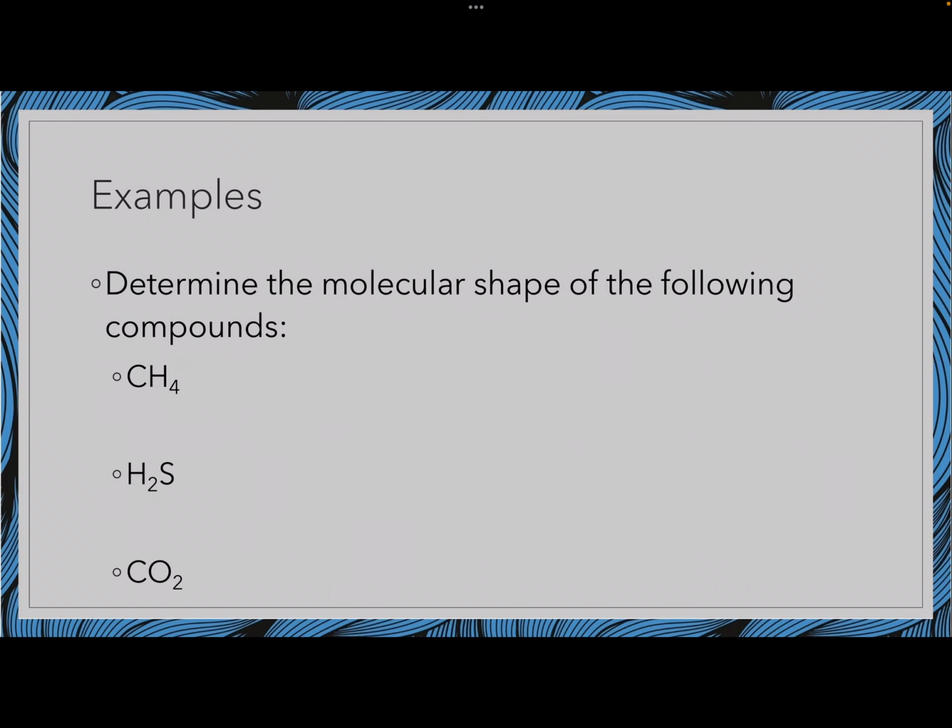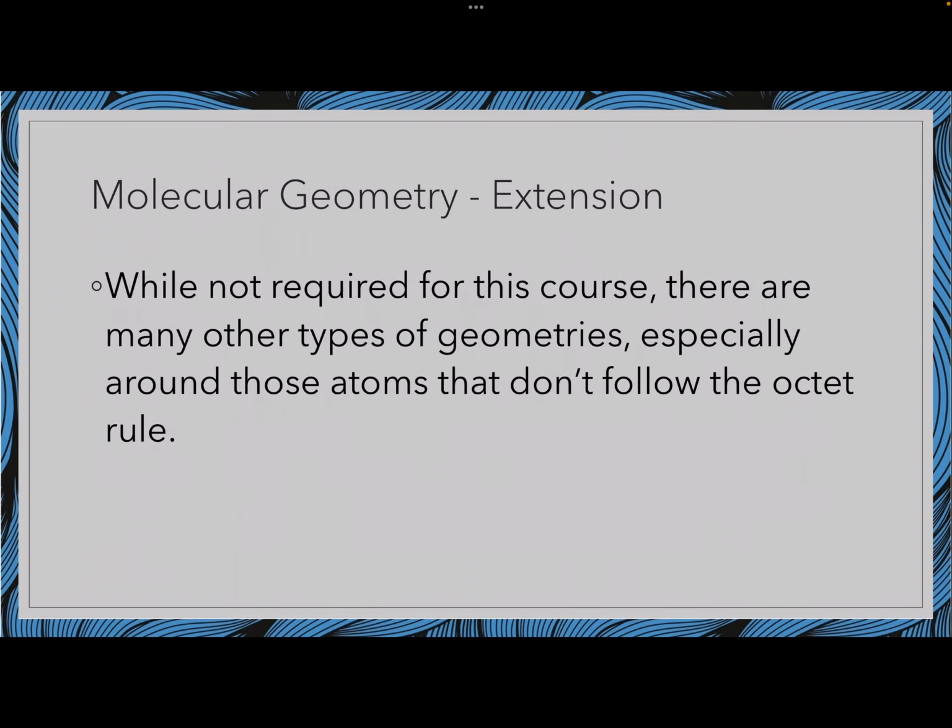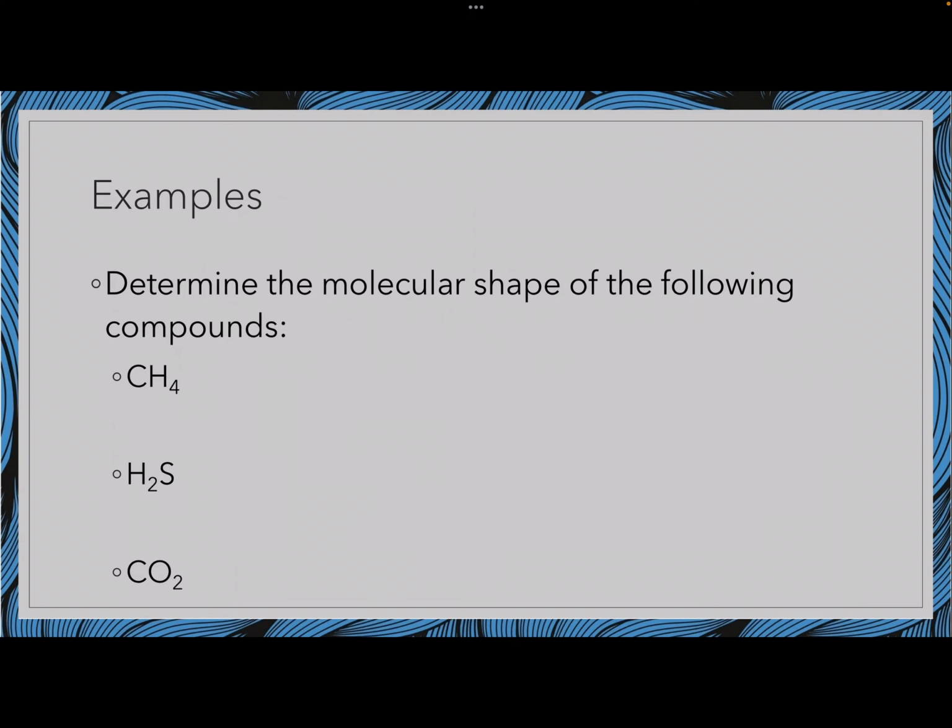So determine the molecular shape of the following compounds: CH4, H2S, CO2. So the way we do that, we get our Lewis structures. So this is methane. We can see it's got 4 outside atoms and 0 lone pairs. So that one's going to be tetrahedral.